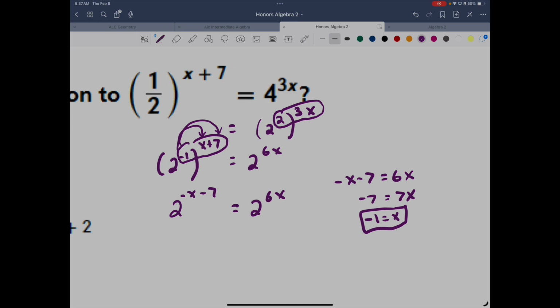But if the base isn't the same, one of the ways we can do this is we can manipulate it so that the base is the same, and then we can go ahead and solve. And that's not the easiest thing to do all of the time.